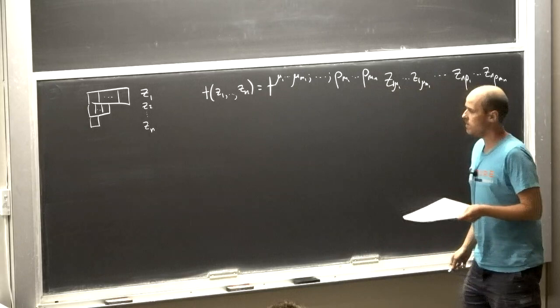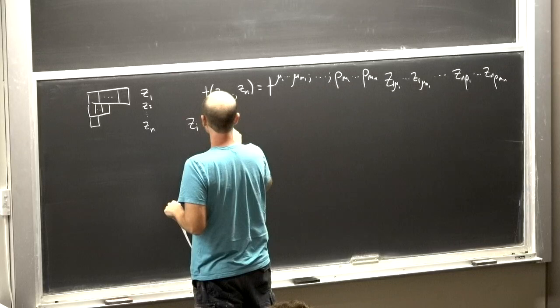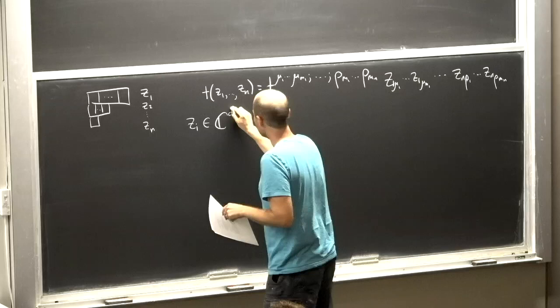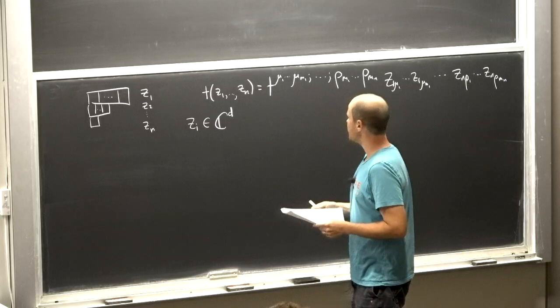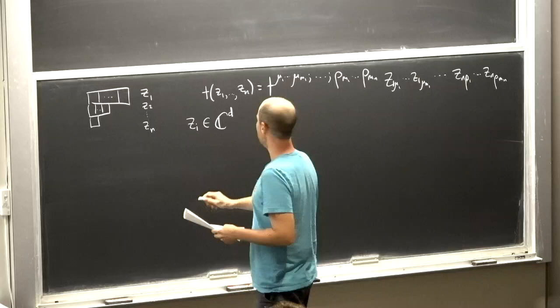By the way, I should say that these z's, the zi's, are D-dimensional complex vectors in general. We'll talk about their reality properties a little bit later, because that will depend on the real form of the group that we're interested in. Tracelessness means that we can restrict these zi's to be null and mutually orthogonal.